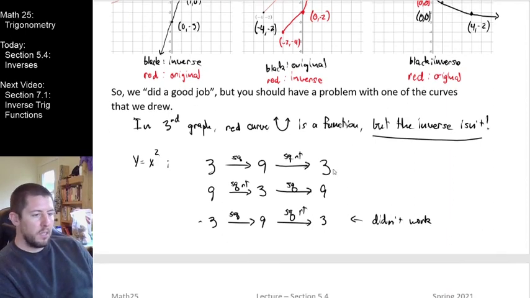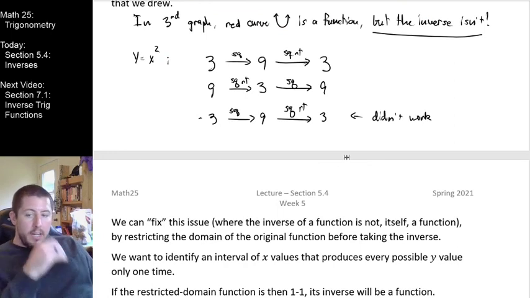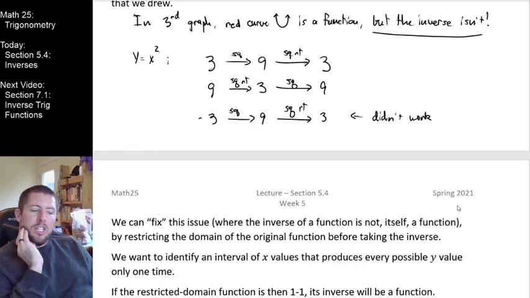All right, let's look at this here. So here's our issue. Our issue is that sometimes when we apply squaring and square rooting, we don't get back to where we started, right? And so what we can do is fix this issue where the inverse of a function is not itself a function. We want to fix that by restricting the domain of the original function before we take the inverse.